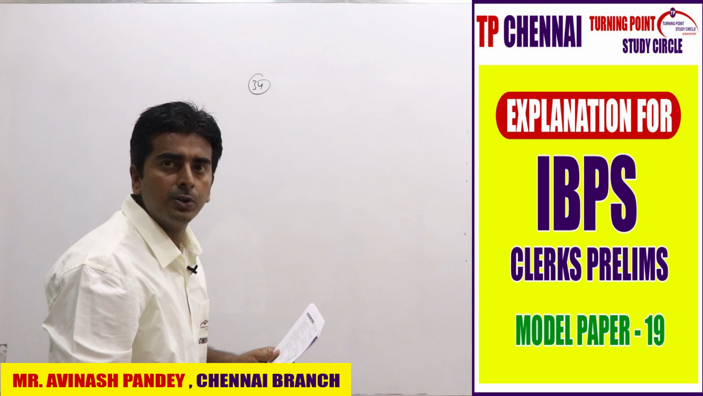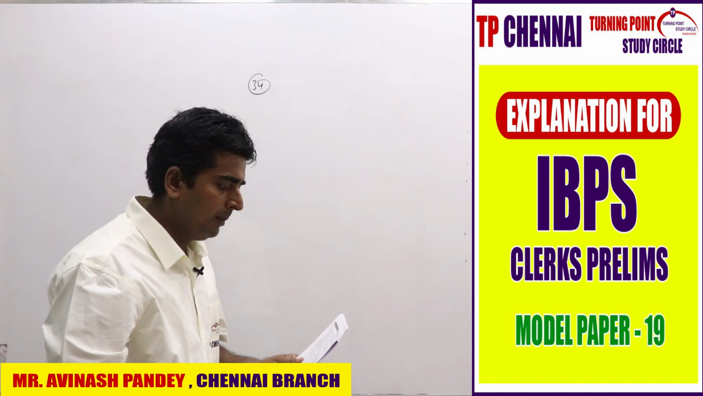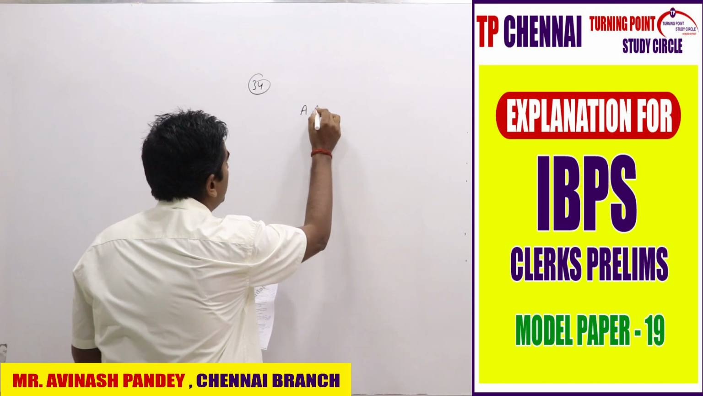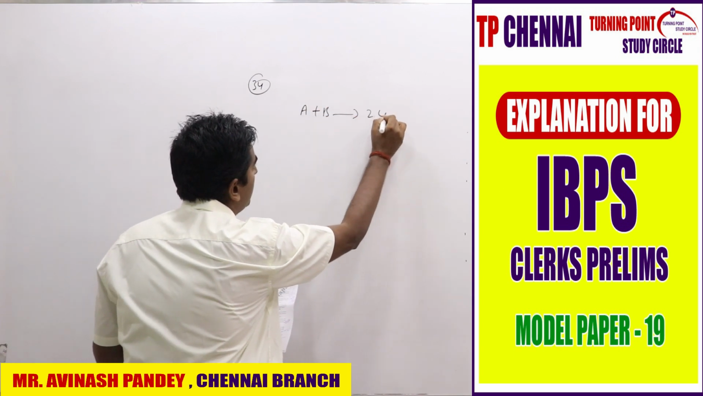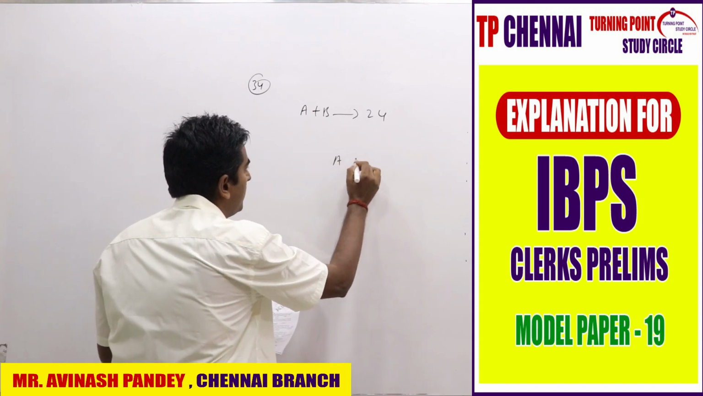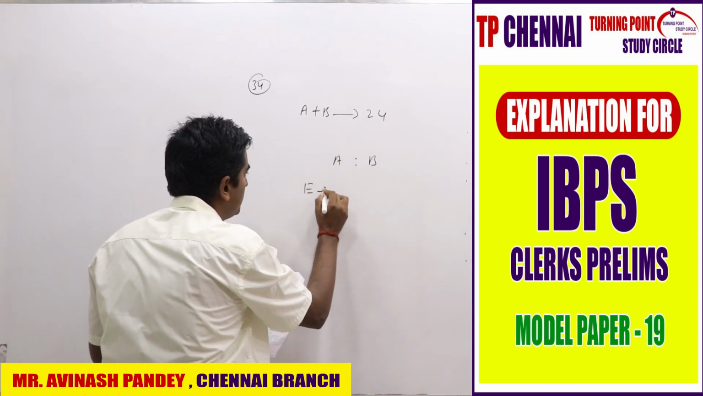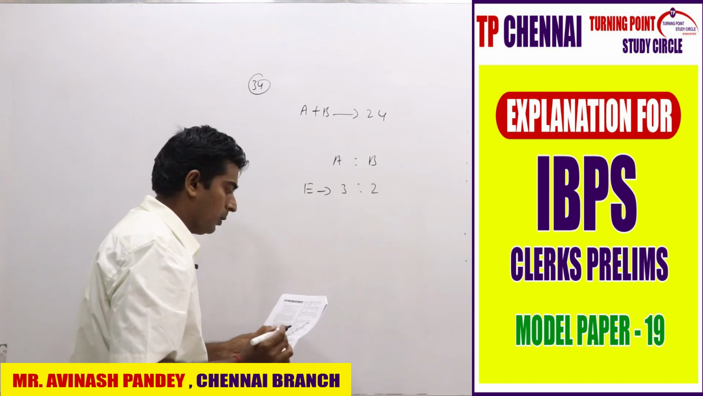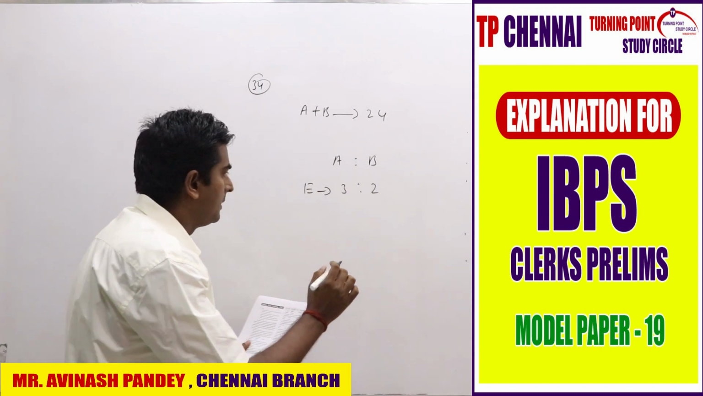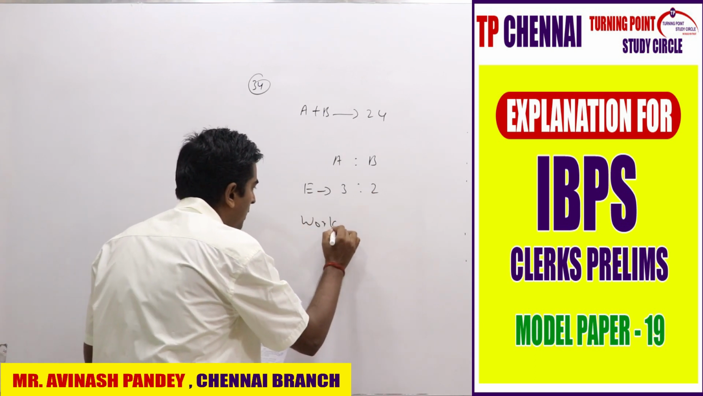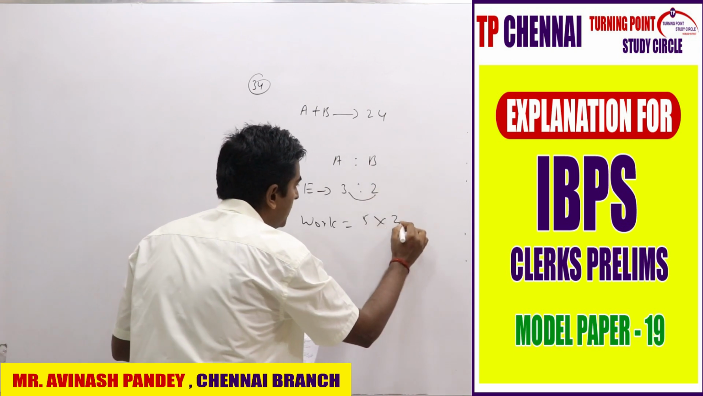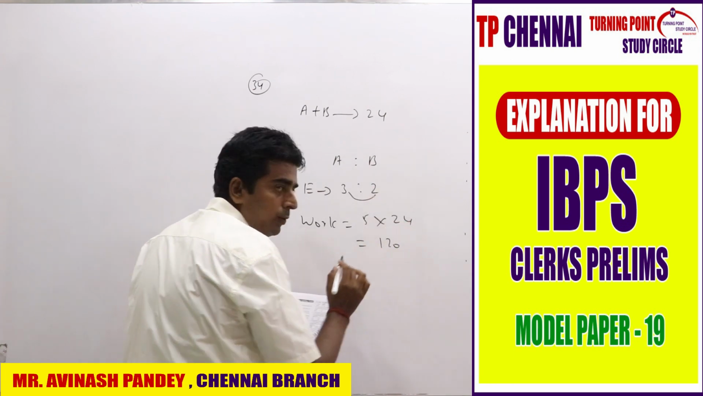Again, when you see this question, what they have given you: A and B working together can complete a work in 24 days. So A plus B can do the work in 24 days, right? Then they have given the efficiency ratio of A to B as 3:2, right? You know very well total work is equal to total efficiency into total days. So work is total efficiency 5 into days 24, which is 120, right?